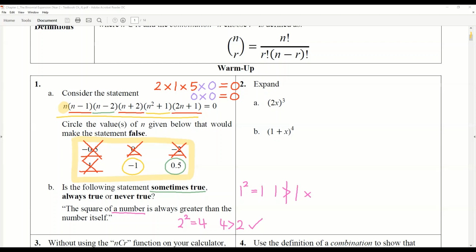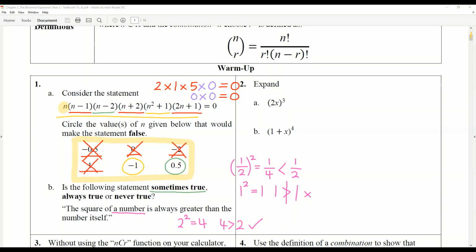Another one we could try would be a fraction such as 1/2. So if I do a half squared, we get a quarter. And a quarter is less than a half. So we actually get all 3 scenarios. We can get numbers that are greater than the number itself, equal to the number itself, or less than.